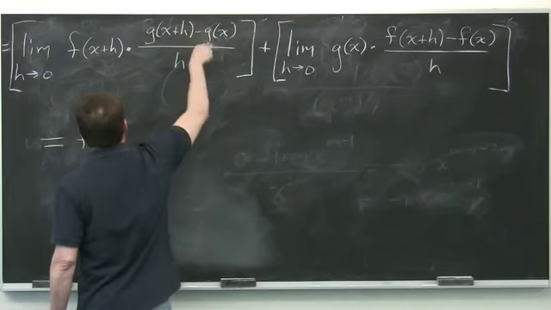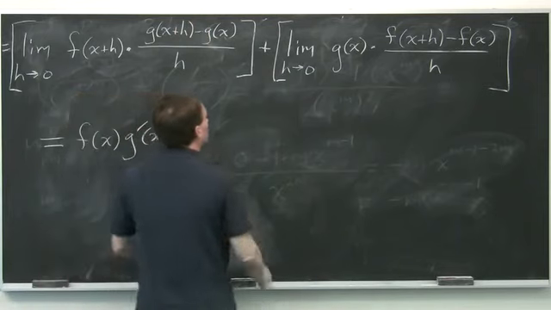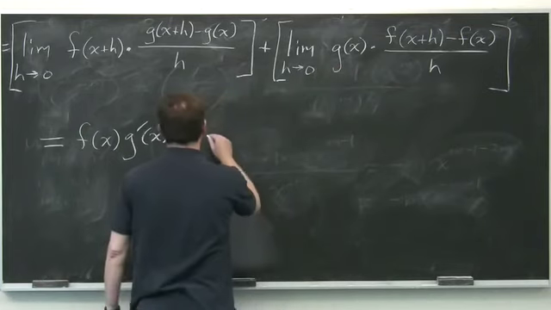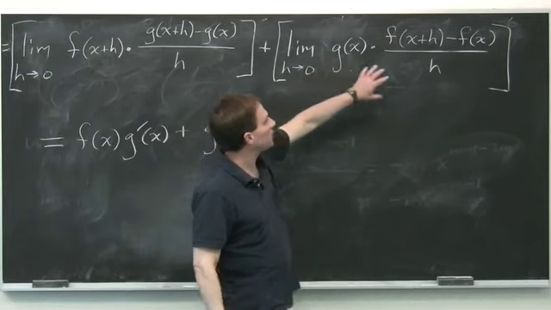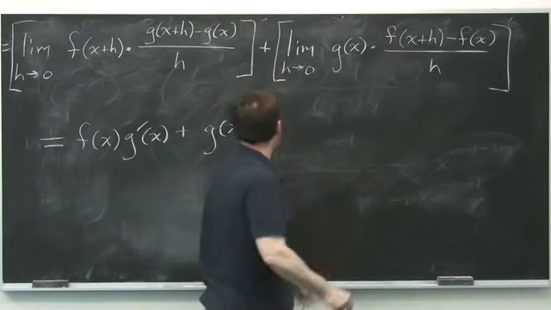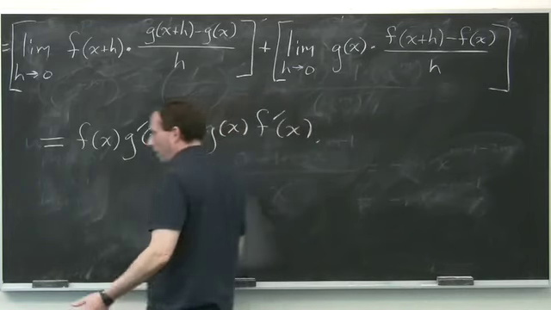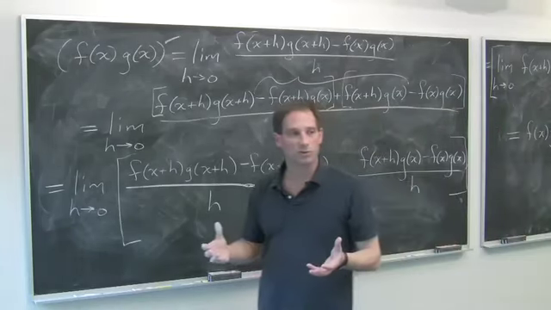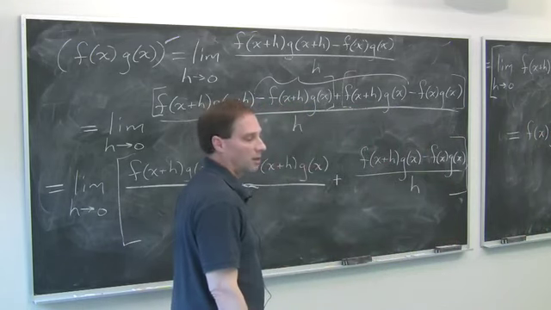The limit as h approaches 0 of this part is g prime of x, plus this part is a constant as far as h is concerned. It doesn't change as h changes. This is g of x, and then times the limit as h approaches 0 of this part, that's f prime of x, the derivative of f with respect to x. And that's the product rule. The derivative of the product. It's the first thing times the derivative of the second, plus the second thing times the derivative of the first.